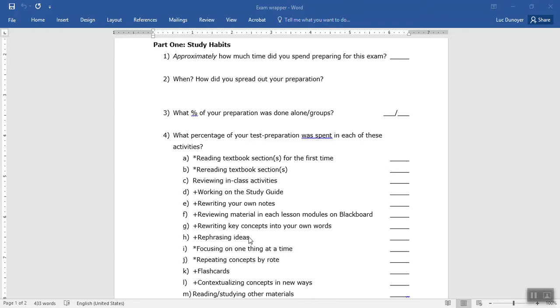Rephrasing ideas asks you to reframe things in your words in a way that you understand. Knowing how I understand things and how I convey it to you through my notes, my PowerPoints, my videos, is one thing. But if you don't make that knowledge your own by rephrasing it in a way you understand it, you won't really understand it. You need to make it your own. So it means rephrasing things in your own words, rephrasing concepts in a way you understand.